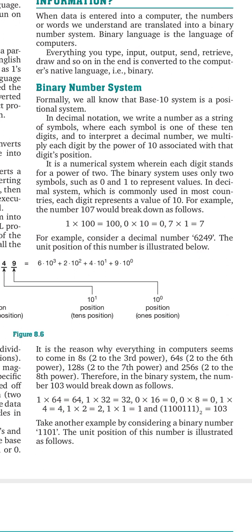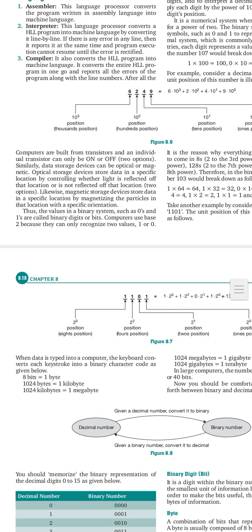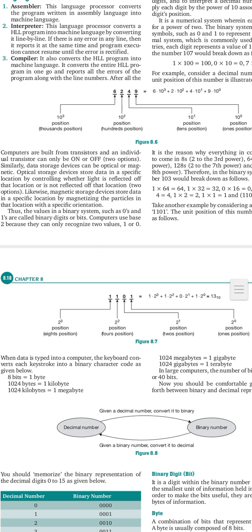2 to the sixth power is 64, 2 to the seventh power is 128, and 2 to the eighth power is 256. Therefore, in the binary system, the number 103 would break down as follows. Okay, take another example by considering a binary number. The unit position of this number is illustrated like this. Okay, carefully see this.